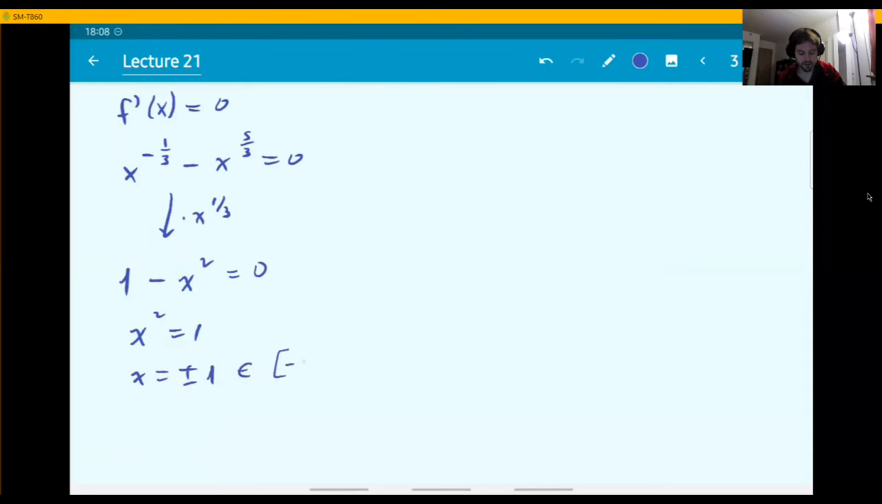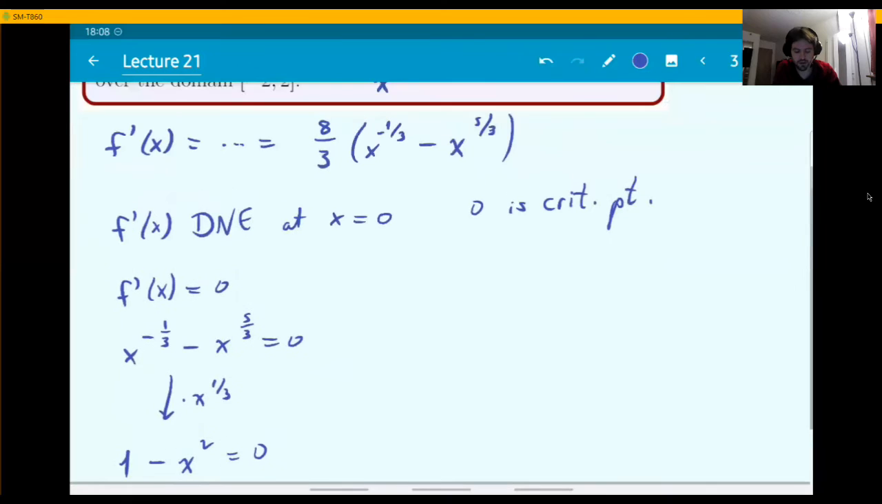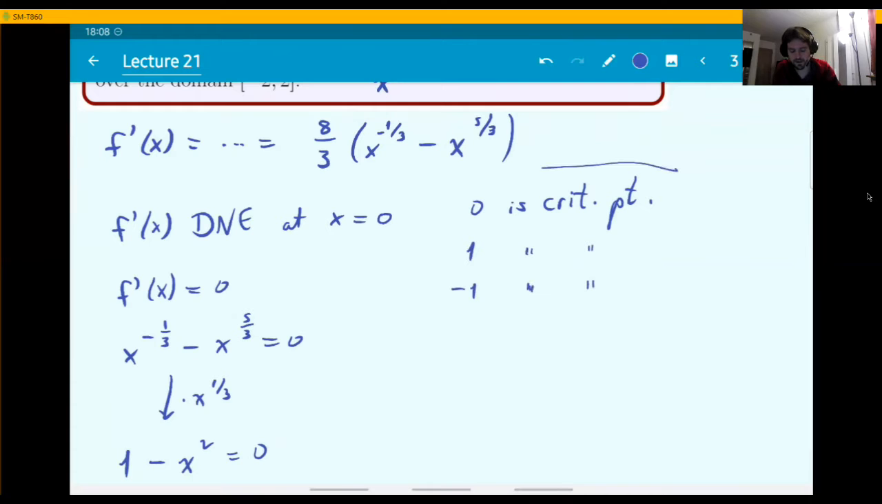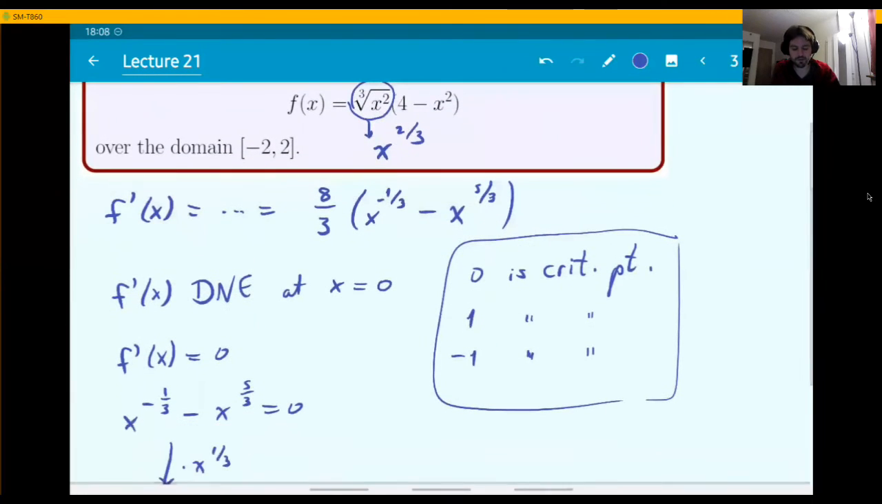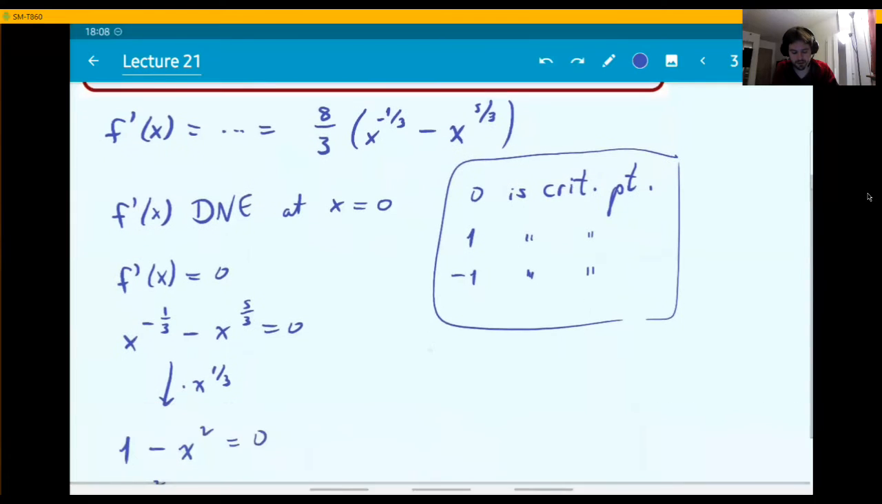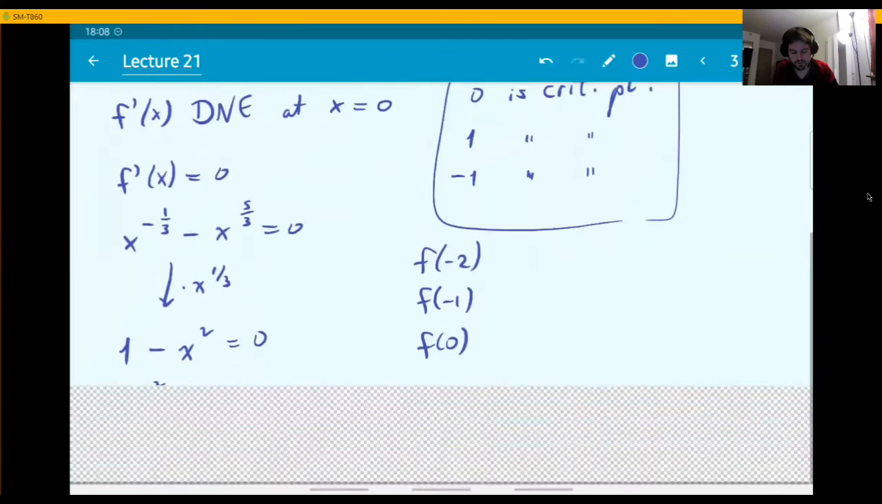And both of these guys actually belong in the domain that we are considering for the function, which is from -2 to 2. So they are also critical points. Going back here, 1 and -1 are also critical points. Those are the 3 critical points. Now, how do we finish the question? Find the max and min values. What we have to do is verify every single location where that can happen, which is the critical points and the 2 endpoints, -2 and 2. So you have to find the value of the function at each one of those numbers. F of -2, f of -1, 0, 1, and 2.